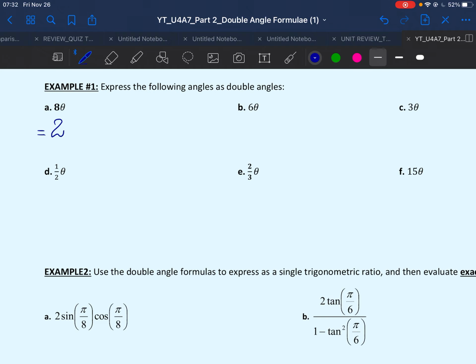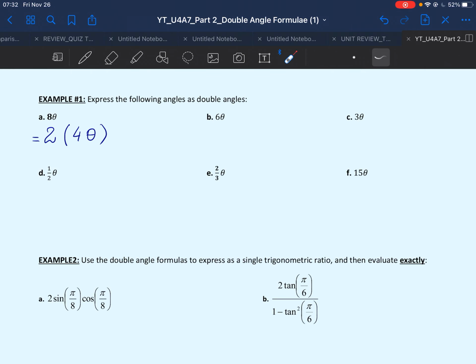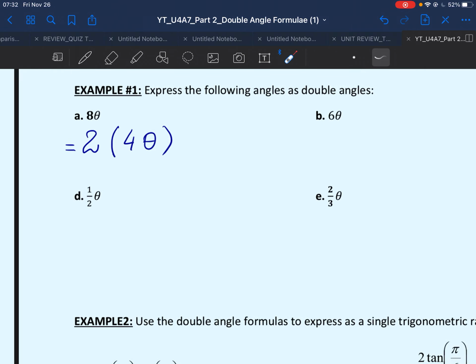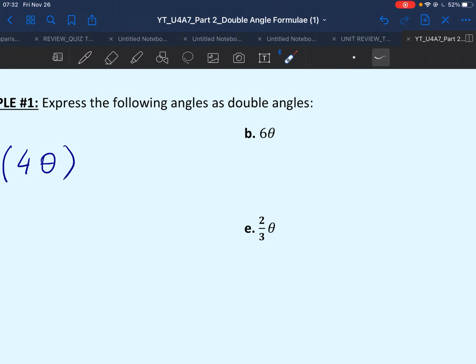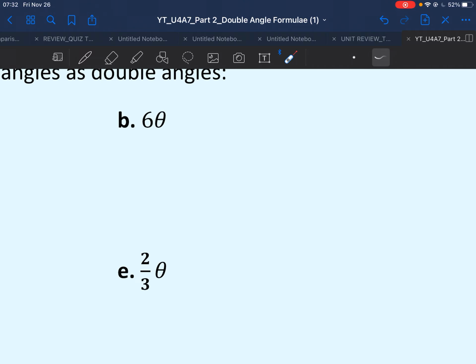So 8 theta can be expressed as double of 4 theta. Now I want you to think where you get the number 4 from. In this case, it's very obvious because number 8 is a whole number and it's a very easy number to work with. But we're going to use the strategy and the idea in the rest of the questions. So when we are expressing number 8 as double of something, practically what we're doing is we're dividing number 8 by the exact number we're multiplying it by, number 2. So let's move on to the next example.